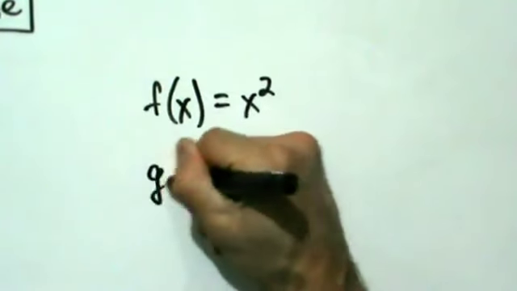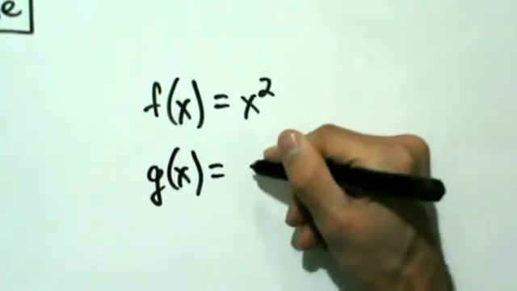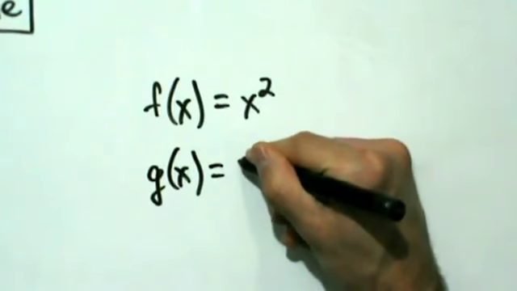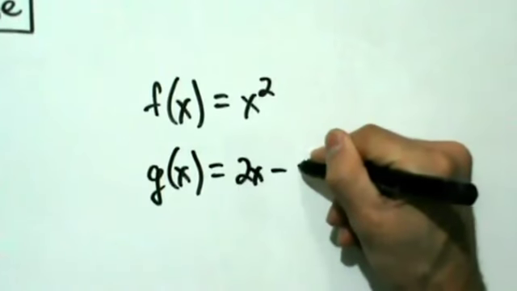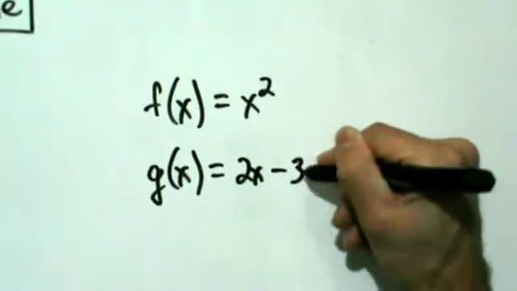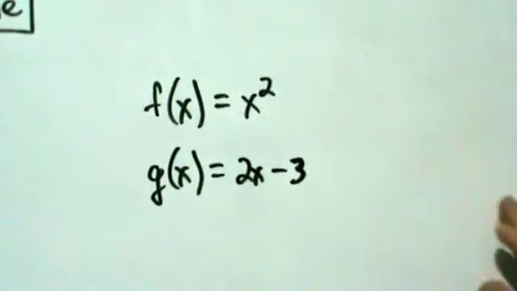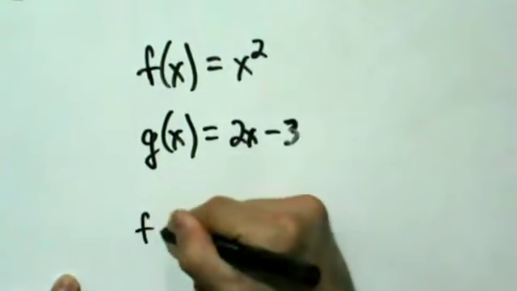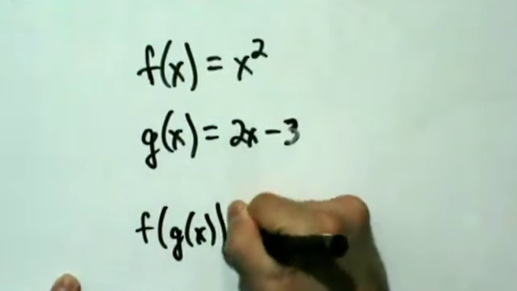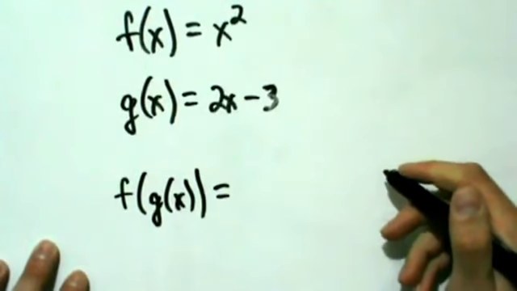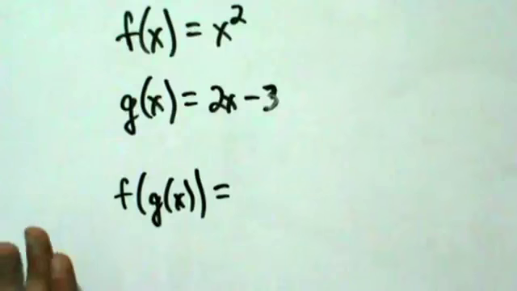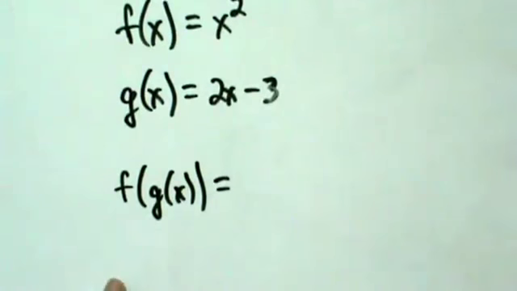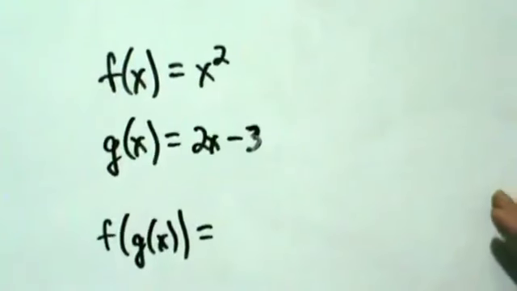And then let's say g of x is 2x minus 3. Okay, so if we want to do f of g of x, what's that? We want to find the derivative of the composite function f of g of x. So first let's do it directly, just like we did at the beginning of the video with the other functions. So if we do it directly, what do we have?